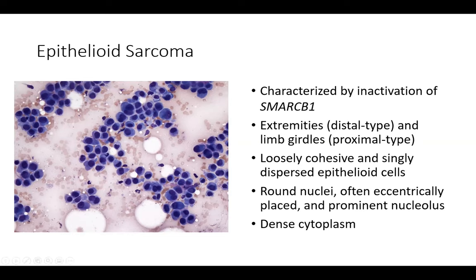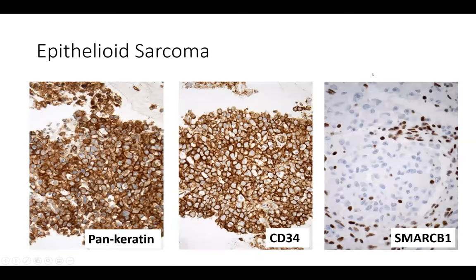And you can see here that these epithelioid cells are loosely cohesive and singly dispersed. We see round nuclei that are often eccentrically placed, usually with a prominent nucleolus. Binucleated forms are very common in any epithelioid pattern, and these will usually have a dense cytoplasm. These will be positive for pan-keratin and CD34, and secondary to SMARCB1 inactivation, show loss of SMARCB1 protein expression. It's important to remember to have a good positive control when you're examining that stain.